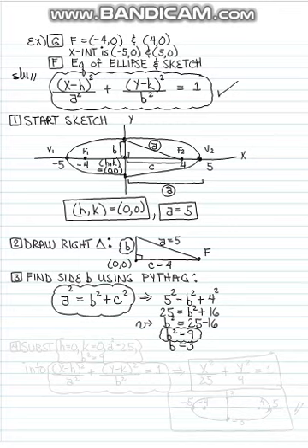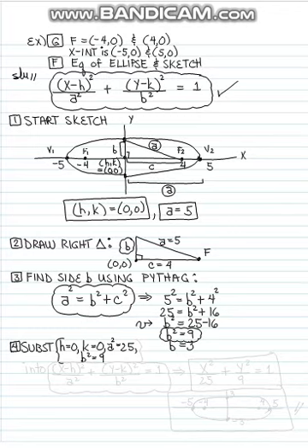Step 4. Substitute. H equals 0, K equals 0, that's our center. And let's see, A equals 5. We should say A squared. A squared equals 25 because we're going to substitute A squared in there. And B squared equals 9.